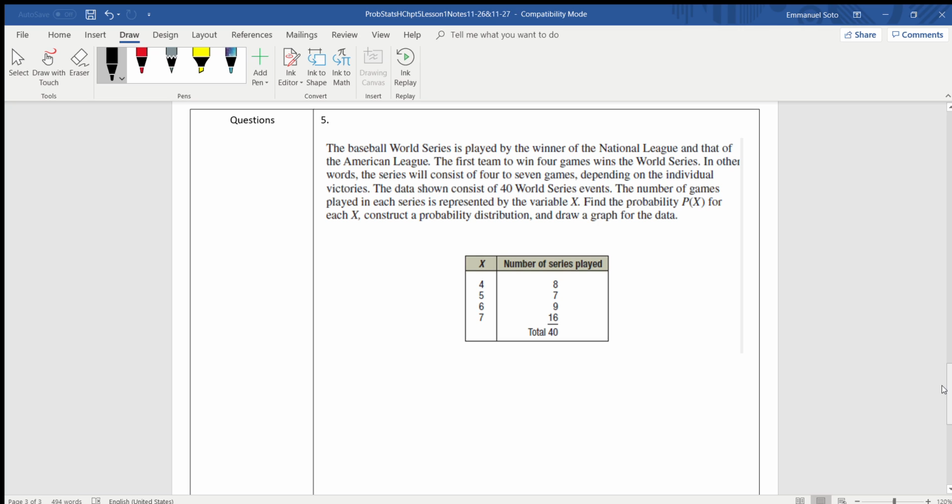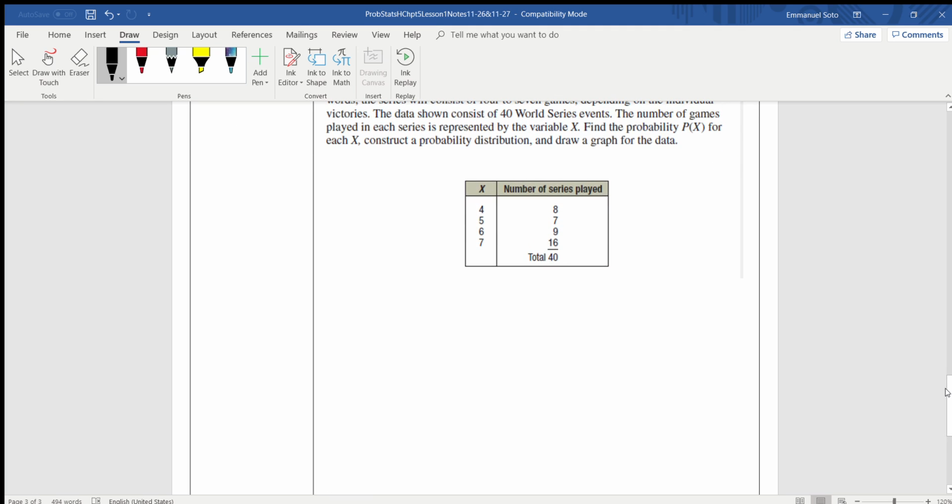Okay, so it says the Baseball World Series is played by the winner of the National League and that of the American League. The first team to win 4 games wins the World Series. In other words, the series will consist of 4 to 7 games, depending on the individual victories. The data shown consists of 40 World Series events. The number of games played in each series is represented by the variable x. Find the probability P of x for each x. Construct the probability distribution and draw a graph. Alright, so here they just give us the data and they want us to do the probability.